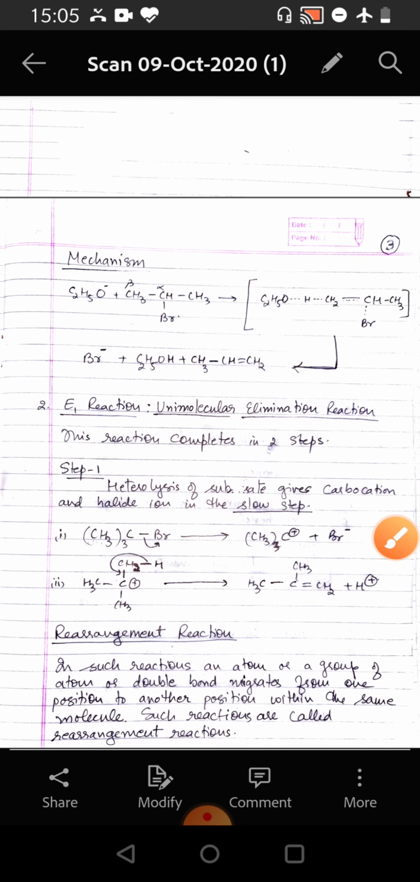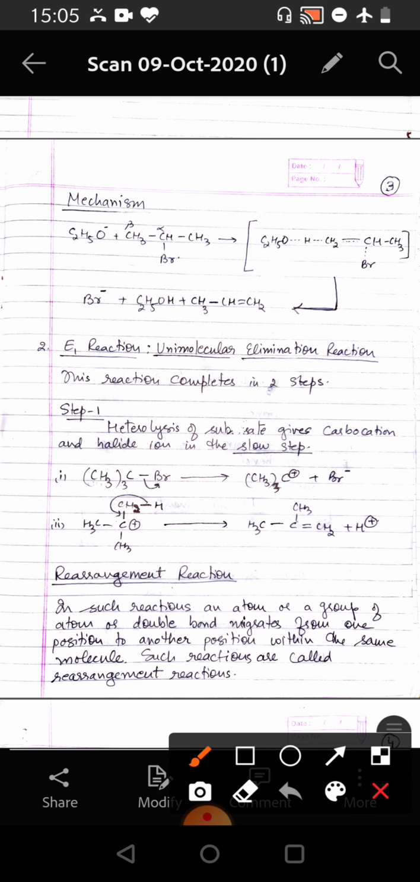If we consider the mechanism, then we see that this ethoxide ion forms a partial bond with the hydrogen of this methyl group, and the bond between the CH and this bromine is on the verge of breaking and a transition complex is formed. After this transition complex is formed, bromide is released and this ethoxide ion abstracts the hydrogen, yielding C2H5OH and propene is formed.